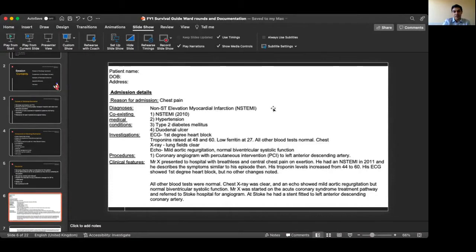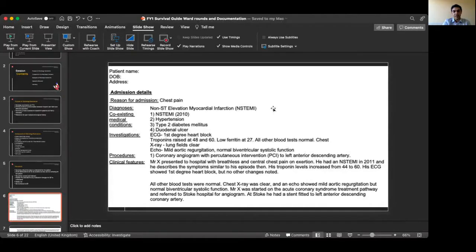In terms of coexisting medical conditions, I've included a thorough list of their past medical history, but only if it's relevant, and the year, because that's quite useful. As you can see, this patient had an NSTEMI in the year 2010. They have a history of hypertension, type 2 diabetes, and duodenal ulcer as well. So if someone is to refer back to this discharge summary, it's quite easy to get the past medical history from it, as I've included all the past medical history in it.